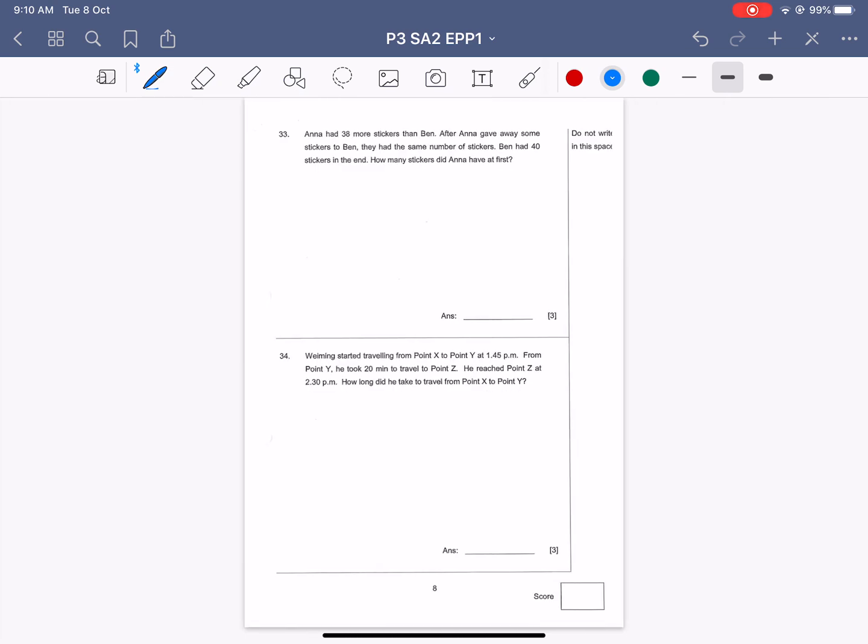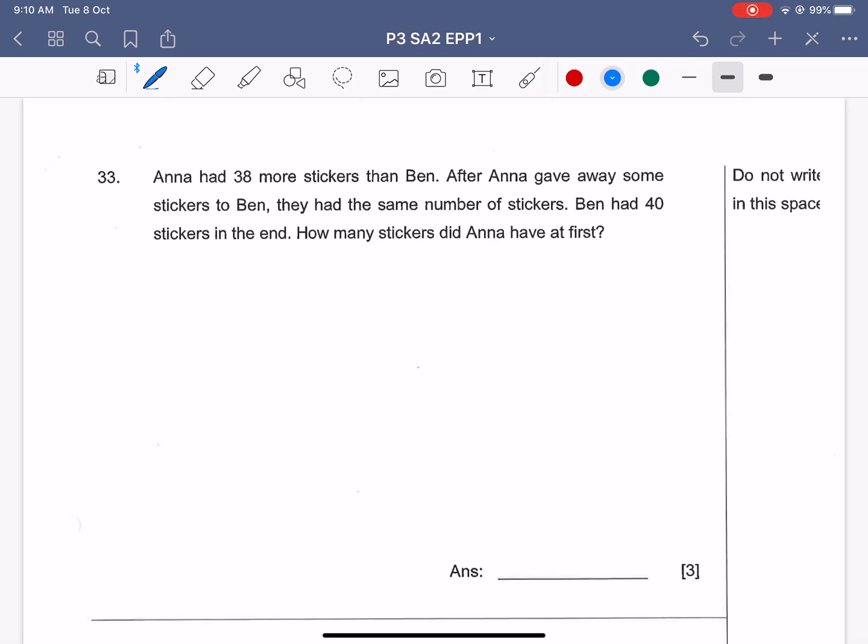Next, let's go on. Now I'm at question 33. Now this is about Anna. Anna had 38 more stickers than Ben. And after Anna gave some stickers, now we do not know how much was given away, but we know that after giving away, they had the same number of stickers left. Okay, and it says here, Ben had 40 stickers in the end.